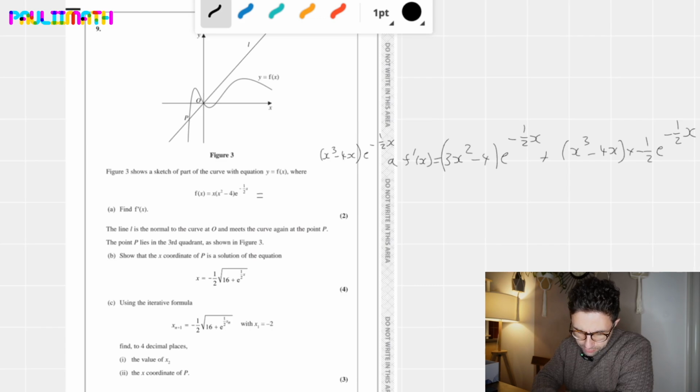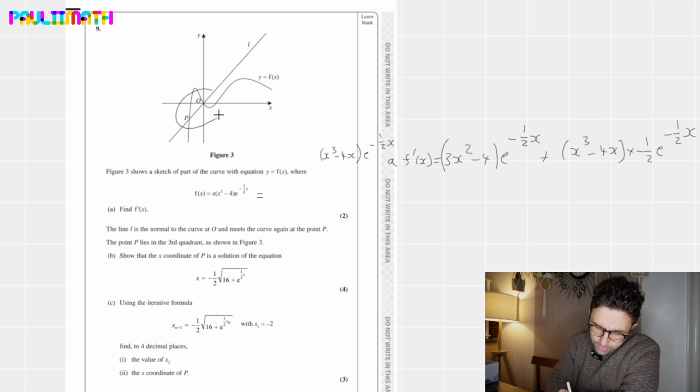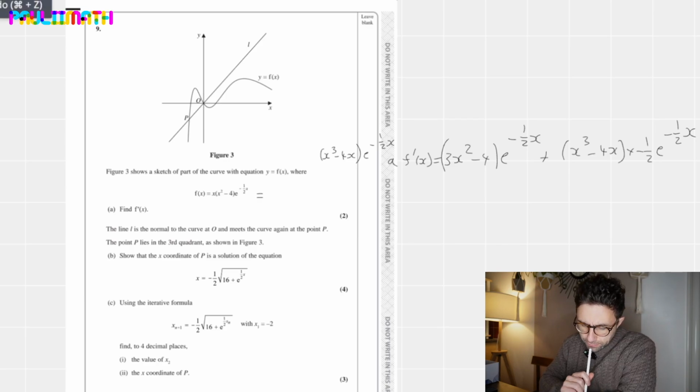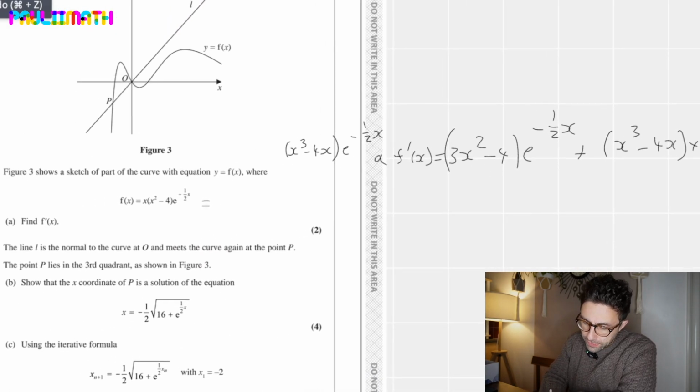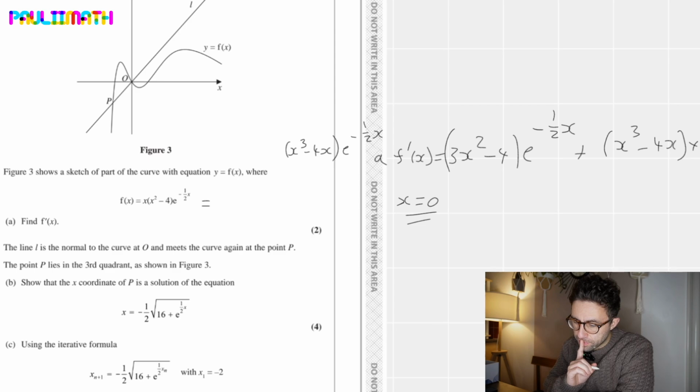So, got the derivative. The line is a normal to the curve at O and meets the curve again at the point P. I think we need the equation of the normal. So the x coordinate of P is a solution to that equation. Yeah, we need the equation of the normal as far as I can see. So let's get the equation of the tangent at 0. Let's just put in x equals 0 into our derivative.